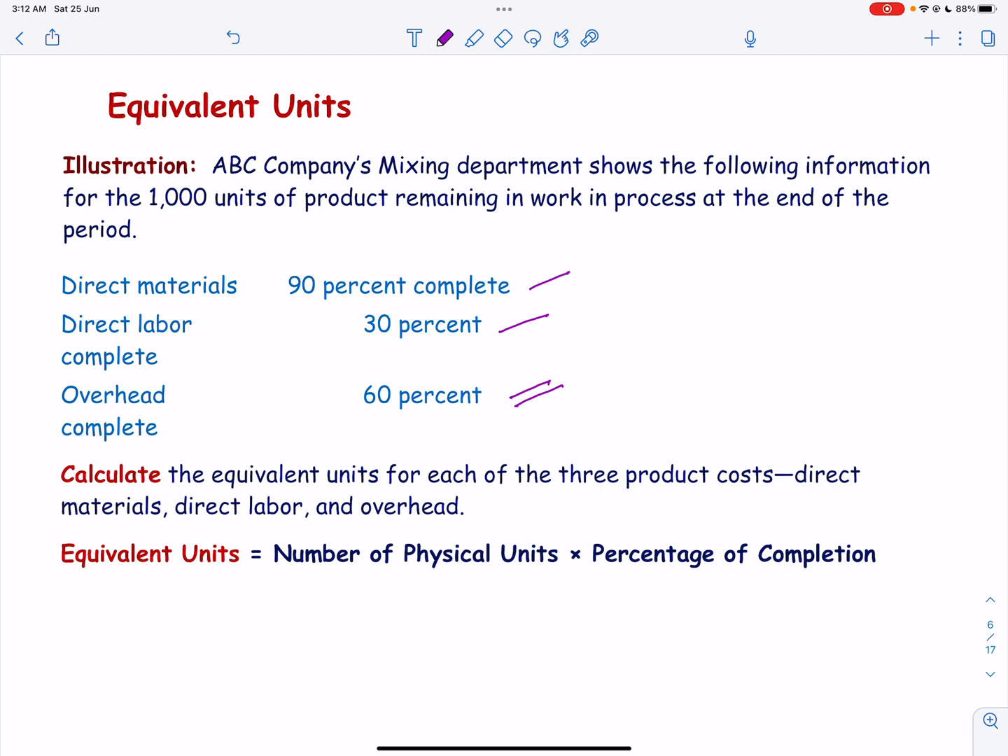The formula used to calculate equivalent unit is the number of physical units times percentage of completion. Now for materials, the equivalent units will be 1000 of the partially completed units times 90%, and that is equal to 900. For labor, 1000 times 30%, that is equal to 300, and for overhead, 1000 times 60%, that is equal to 600.